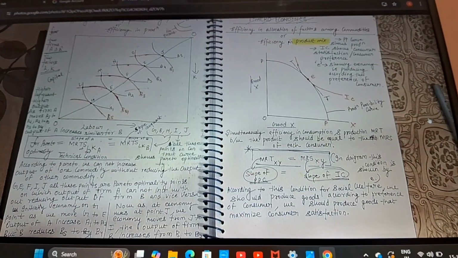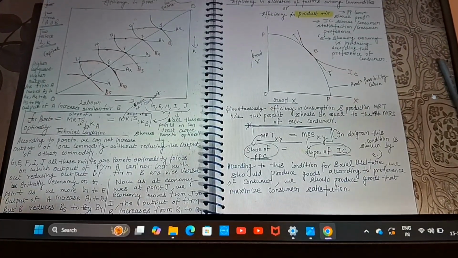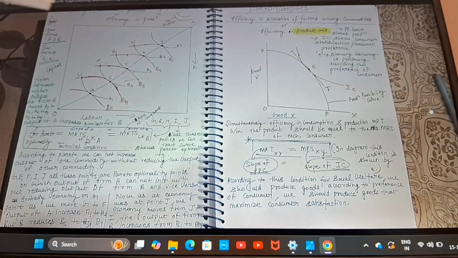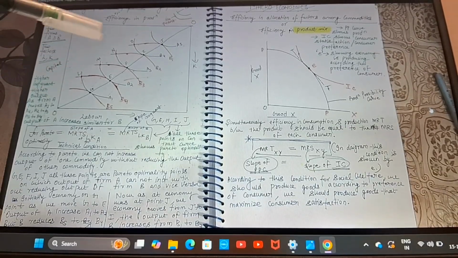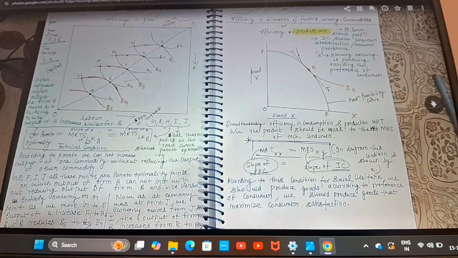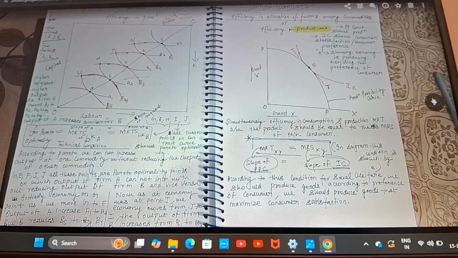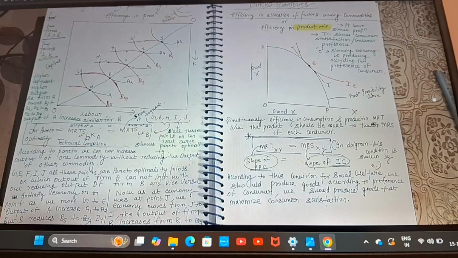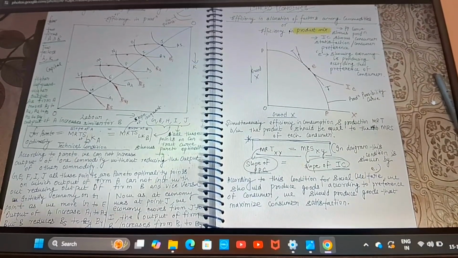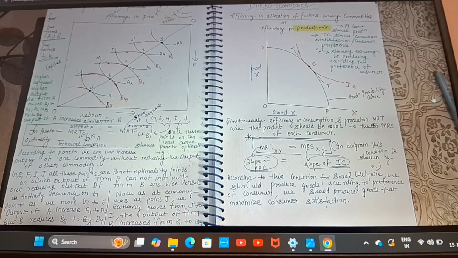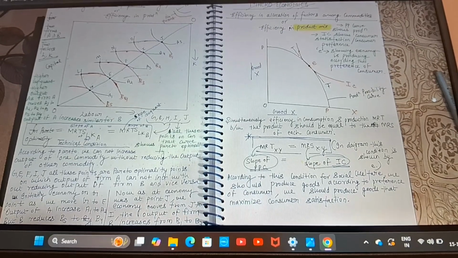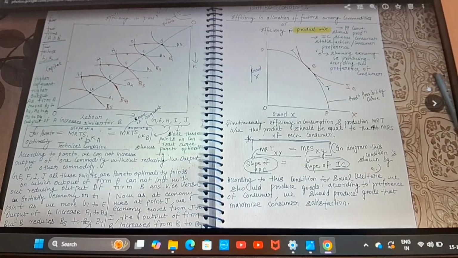So this diagram that you can see over here is showing the isoquant curves. And what is the isoquant curve? Isoquants show all the different combinations of labor and capital that a firm can use to produce a specific and constant amount of output, right? So here we look at different combinations of labor and capital which produce the same amount of output.